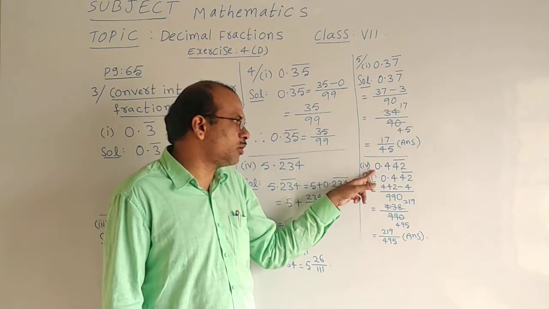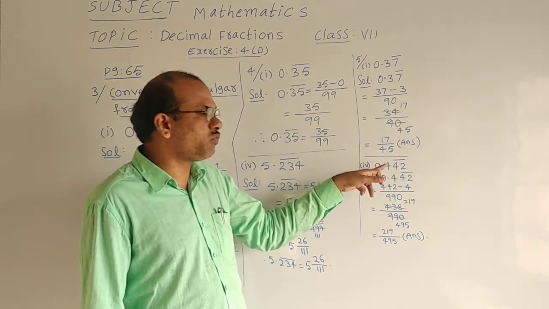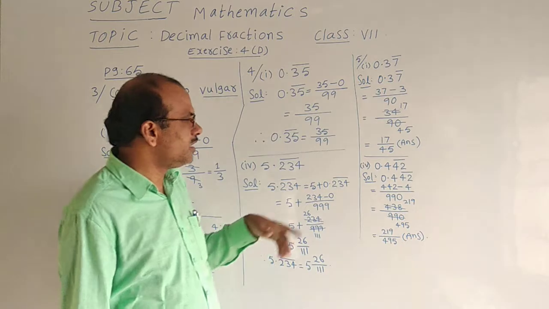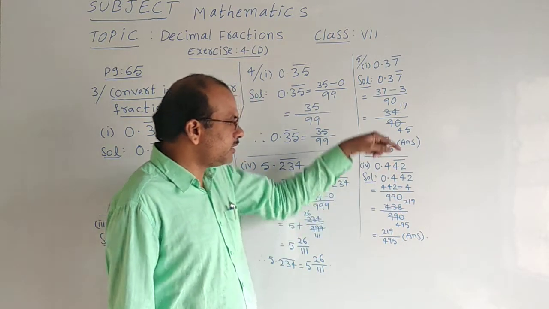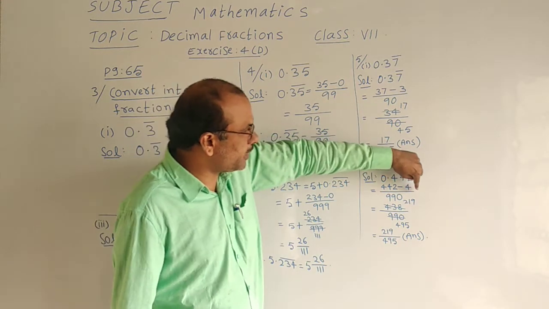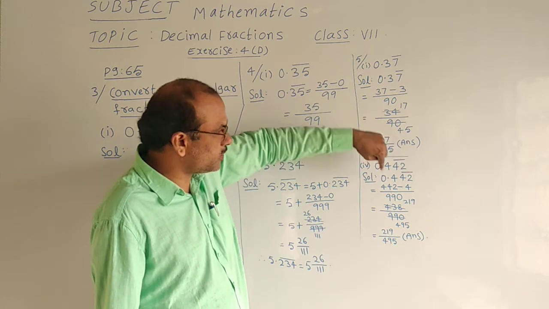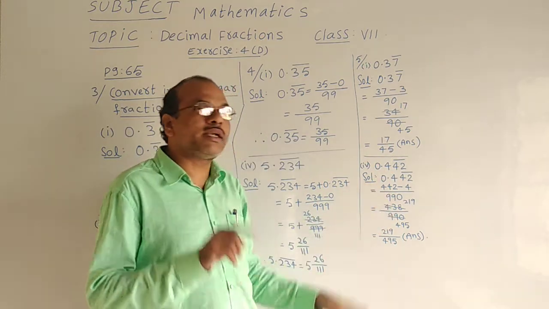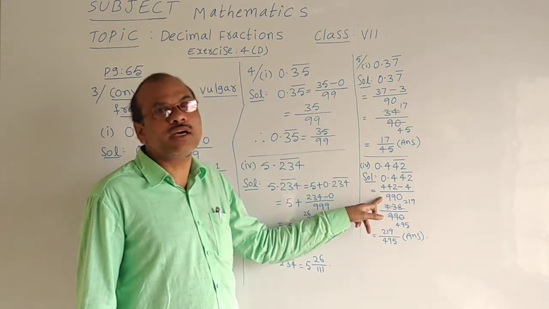The question is 0.442 bar. Here 2 digits are under the bar. So 442 is fully written, minus the digit which is not under the bar, written here. 2 digits are under the bar, that's why 2 times 9. Another one digit is not under a bar, so 1 time 0 is placed. So finally we got 990 in the denominator.